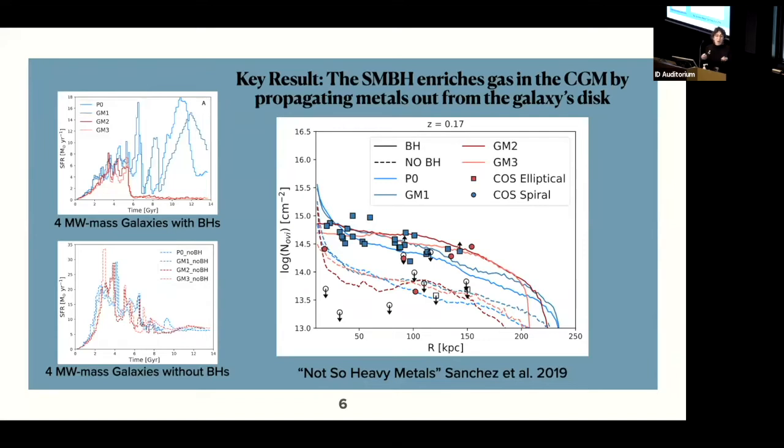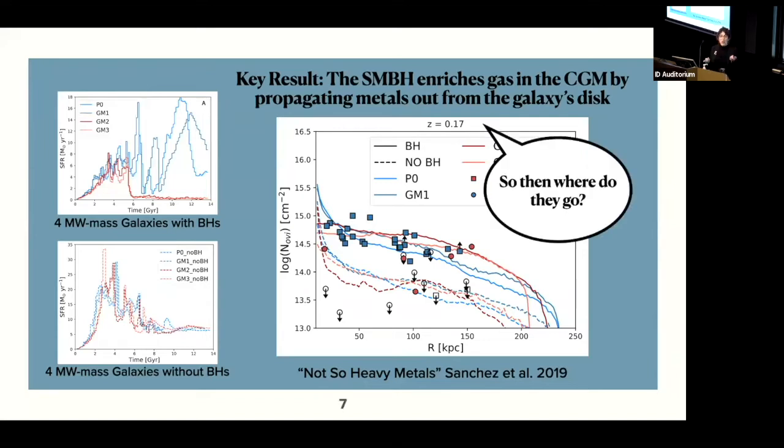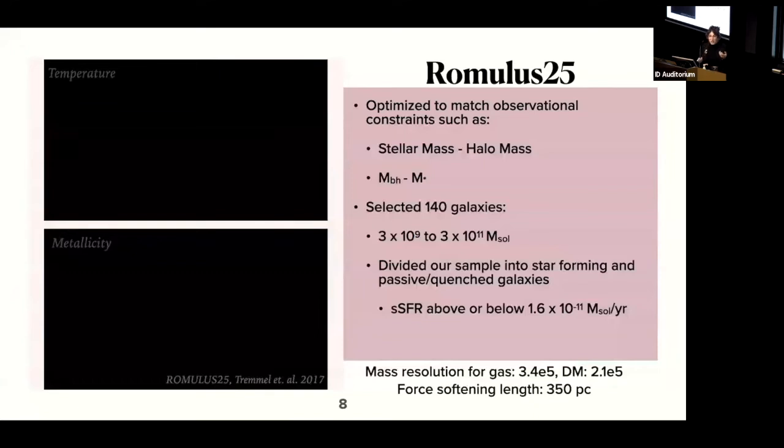My work now has been asking the follow-up question: if we know that the supermassive black hole is ejecting and evacuating these metals from the disk, where are those metals going? Are they going to the CGM? Are they being evacuated out into the IGM? Are they returning back to the disk? To answer this question, I'm using everybody's favorite 25 megaparsec volume, Romulus25.